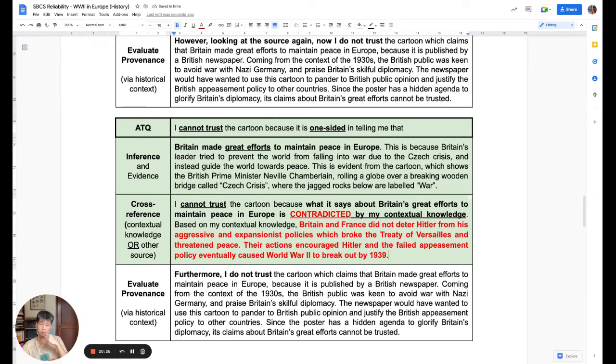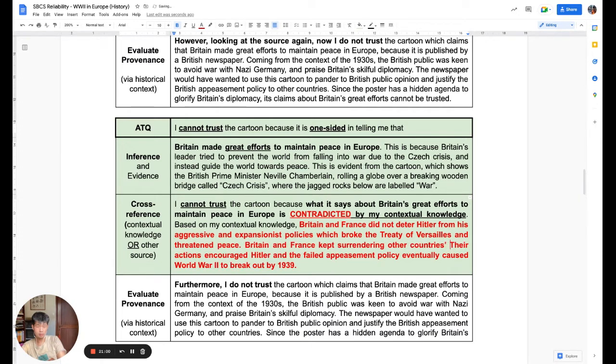So if you were someone who was dismissive of the British and French approach, the policy in the 1930s, you might say that you don't trust the cartoon, because you would say that the idea that Britain and France made great efforts to maintain peace is laughable, because in fact, all they did was just surrender other countries bit by bit. We could even write, let's write that. Britain and France kept surrendering other countries' lands without really stopping Hitler. I think this would be a pretty solid set of contextual knowledge details that would demonstrate why you disagree with, or why you think that the cartoon cannot be trusted.